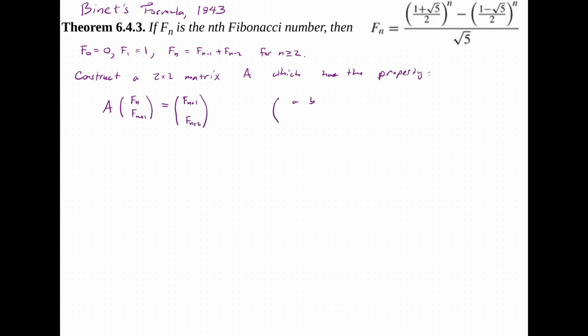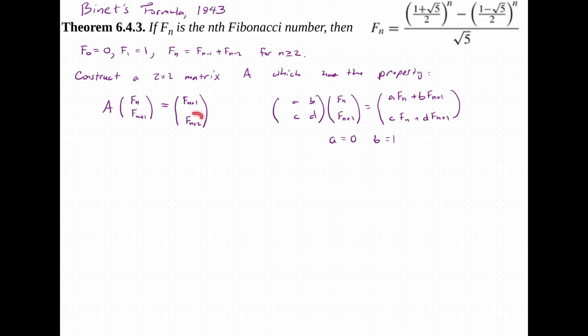Well, let's go ahead and put a 2 by 2 matrix a, b, c, d. We have our column vector f sub n, f sub n plus 1. By matrix multiplication, this is a times f sub n plus b times f sub n plus 1, and then c times f sub n plus d times f sub n plus 1. If we want f sub n plus 1 in the top entry, all we need to do is take a to be 0 and b to be 1, and we get what we want. So we have a equals 0, b equals 1.